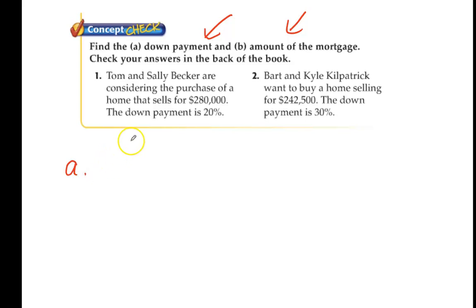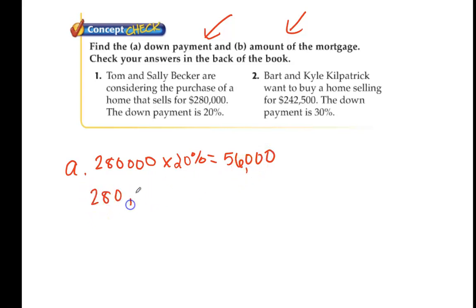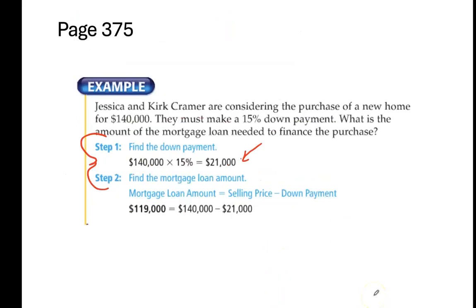To find A, I'm going to take the amount of the loan times 20%, and that is going to give me the down payment. Then once I have that amount, I take the amount of the loan and I subtract. If this makes sense, that's great. If it doesn't, make sure you're going back and doing both steps and looking at them to figure out how to do the problems.